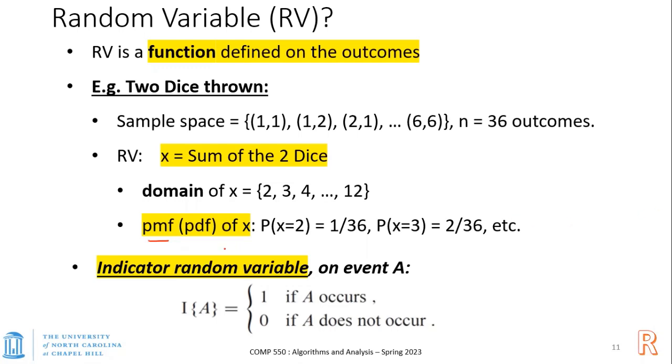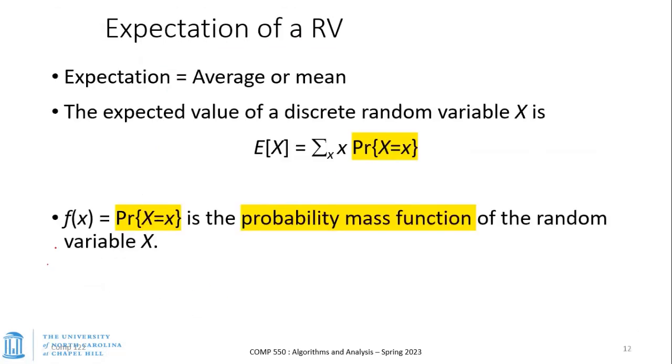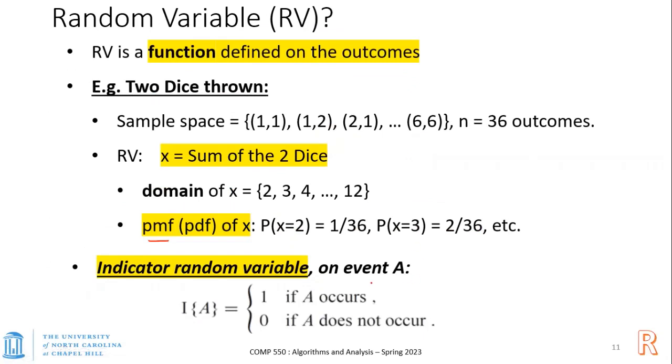Then we gave another example of a random variable, which was an indicator random variable. The indicator random variable on an event A is simply defined as having one of two possible values, 1 or 0. If the event occurs, then the value is 1. If it doesn't occur, it's 0. And we'll see more of that today.